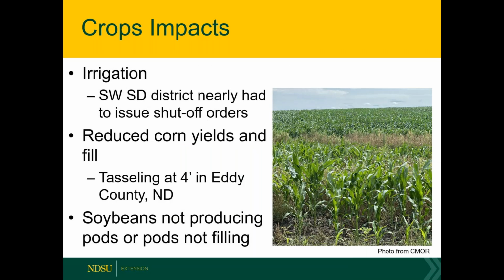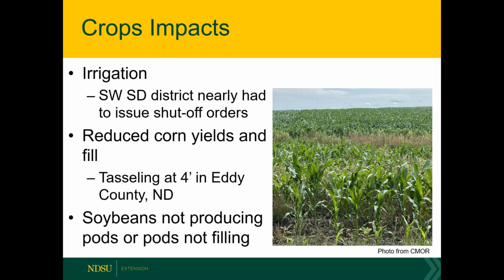We look at some other row crops, soybeans and corn. They're expecting reduced corn yields in some areas, just with drought stress and worries about fill on that corn as we're in that hotter part of the growing season where corn fill should be taking place. And with where we're at in growing degree days, we're not quite where we normally are. So there are concerns about what that's going to look like and how it's going to impact our yields. This is a photo from central North Dakota where their corn is tasseling at 4 feet, and this is from last week.